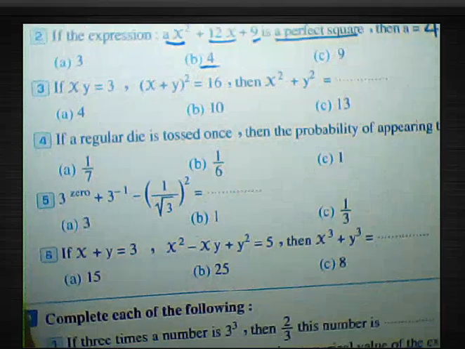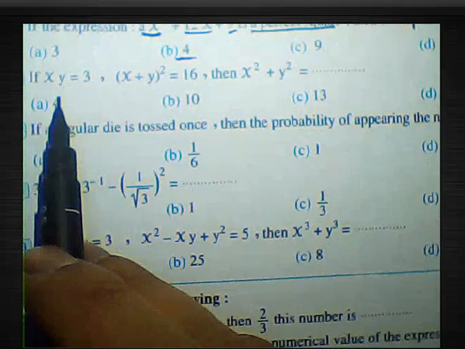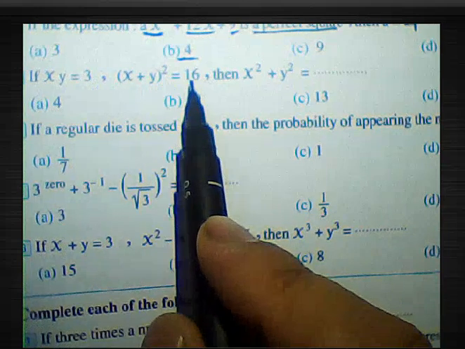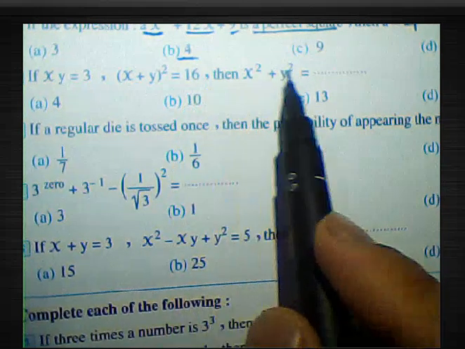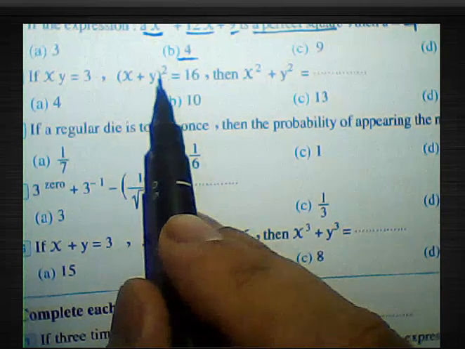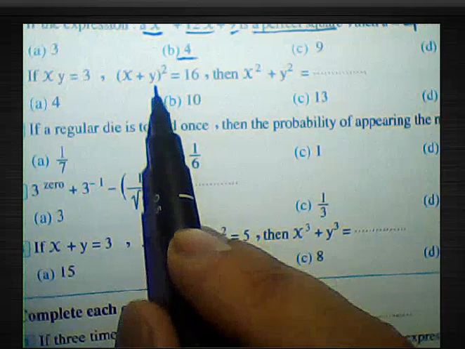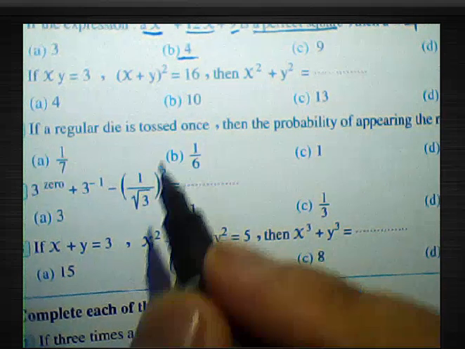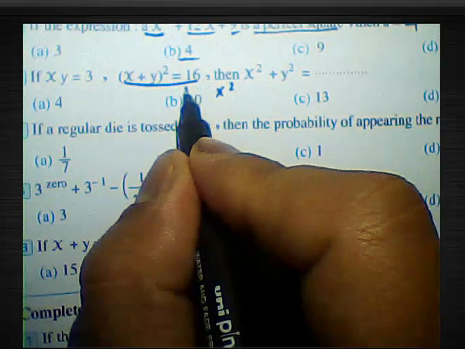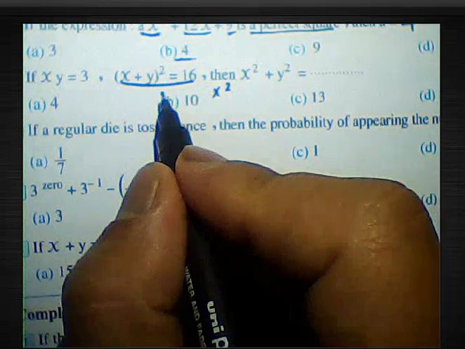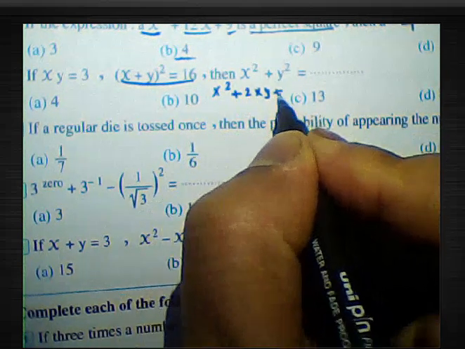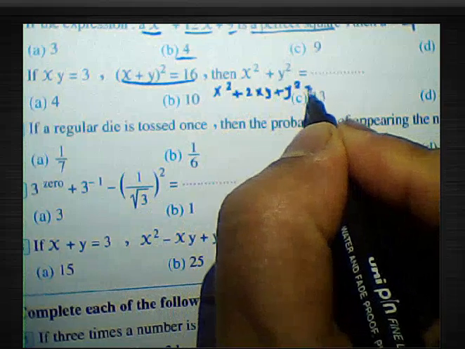Question number 3. If x multiplication by y equals 3 and x plus y all power 2 equals 16, then x power 2 plus y power 2 equals what? In this expression, we can write the result in the simplest form. Write the first power 2, x power 2. We can write the result in expanded form: x power 2 plus 2xy plus y power 2 equals 16.